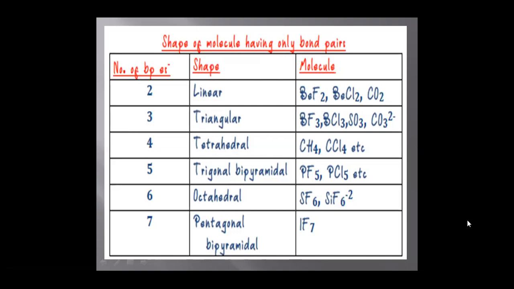If the number of bond pairs is 7, the shape of the molecule is pentagonal bipyramidal, for example iodine heptafluoride.